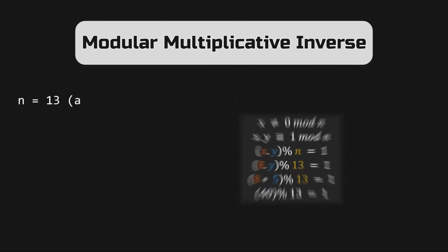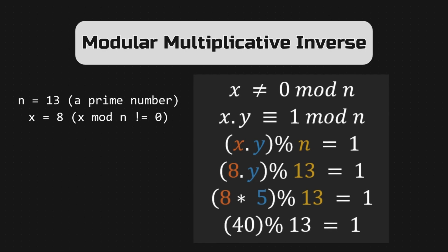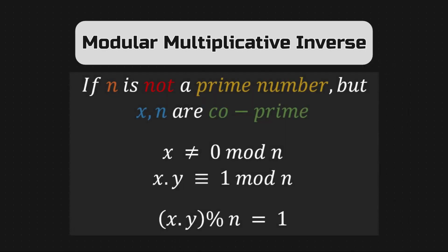Now let's take an example. Now what if n is not a prime number? So in this case, if x and n are coprime numbers, then the modular multiplicative inverse can also be calculated using the last discussed equation, which is this.